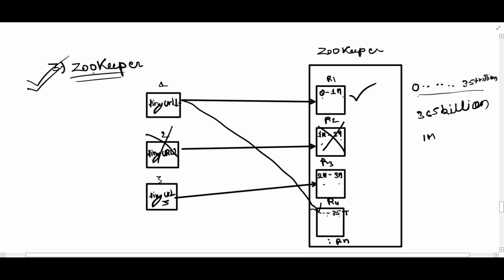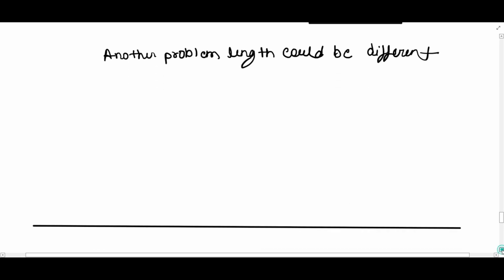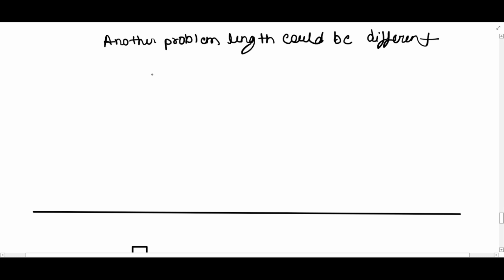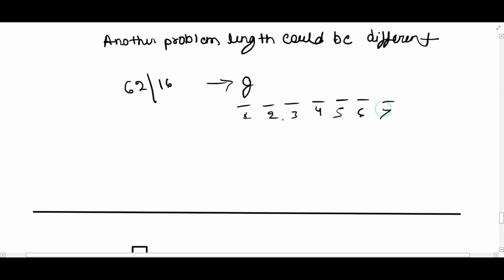Now what is the other problem? Another problem would be that the length of the ID could be different, right? How can we solve that? Suppose we have base 62 and an ID 6, and it generates only the value G. Then how will it fit into 7 characters? This is the first character, second, third, fourth, fifth, sixth, seventh, right? So how are we going to fill the remaining characters? For this we'll do some padding, like double equals, so like this we will generate the ID.